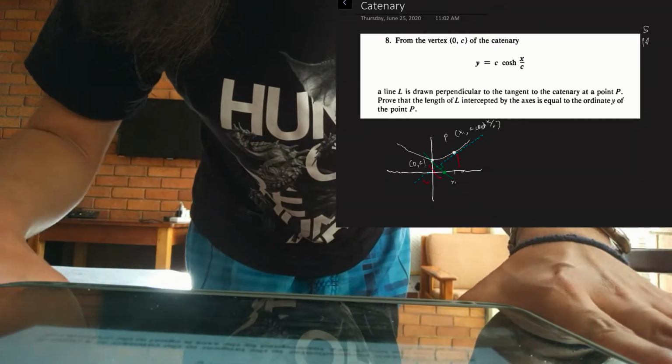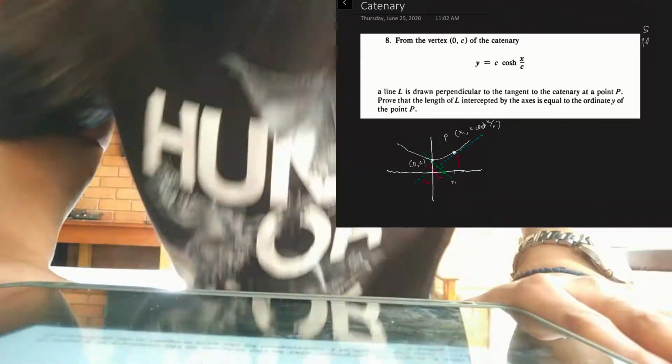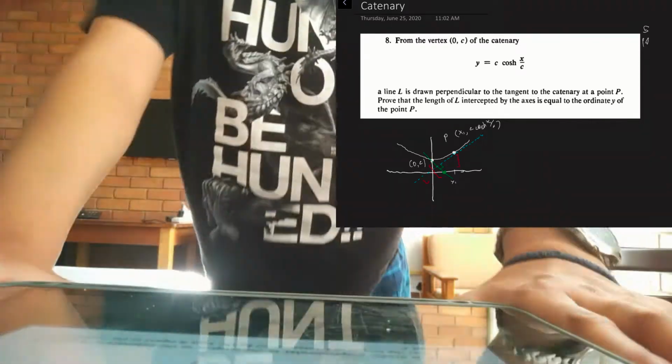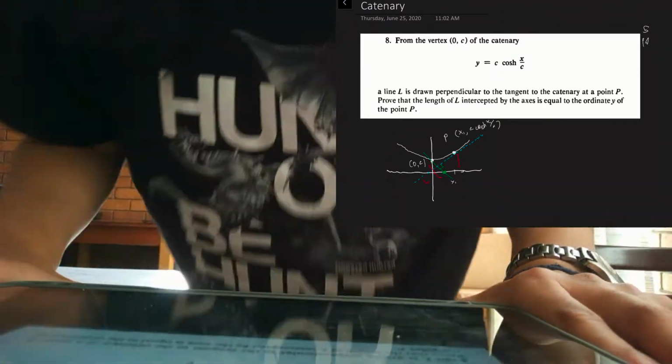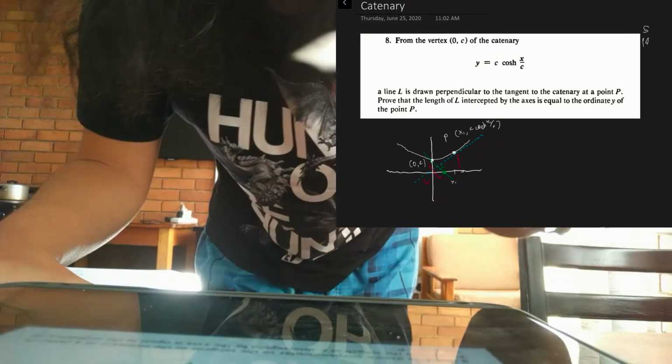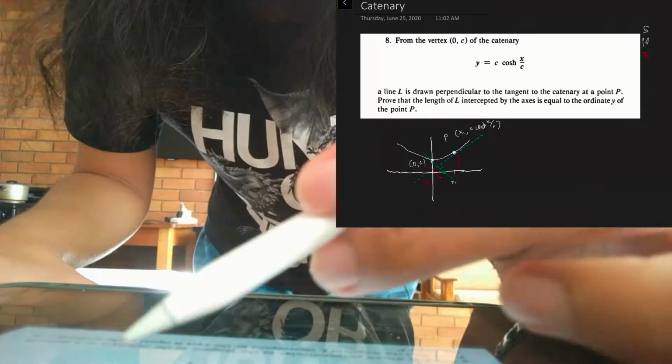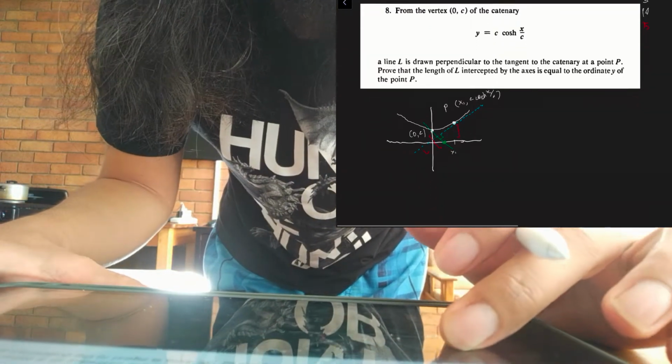Okay, let's continue the push-up. 11, 12, 13, 14, 15. 15, and it's red, but it's fine. Okay, so we're now at 15.